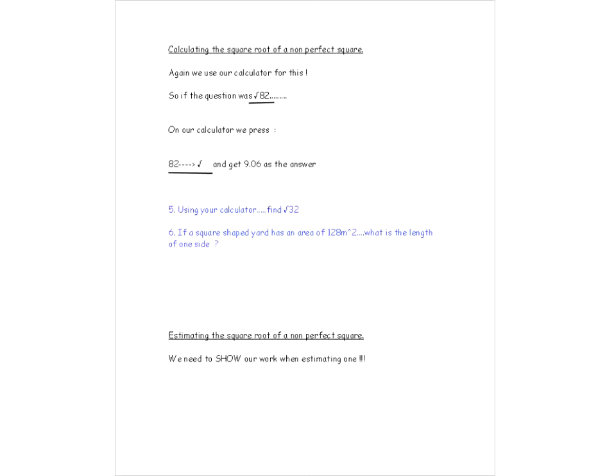And for the next question, question 6 says, if a square-shaped yard has an area of 128 meters squared, what is the length of one side? So do you guys know how to do that question if you got a question like question 6 on the test?